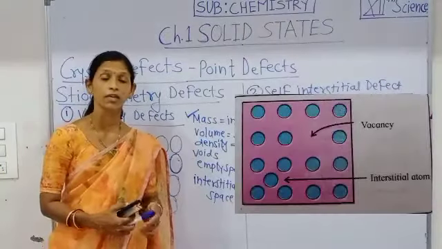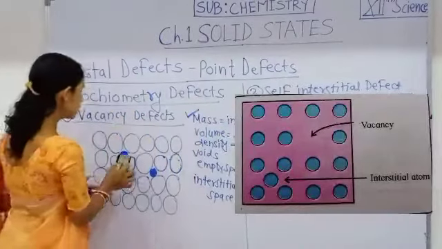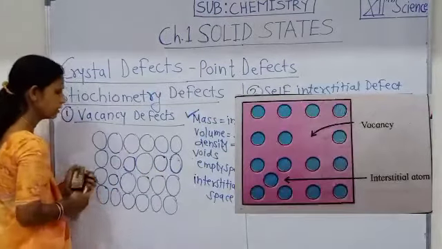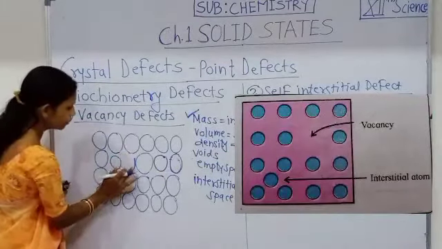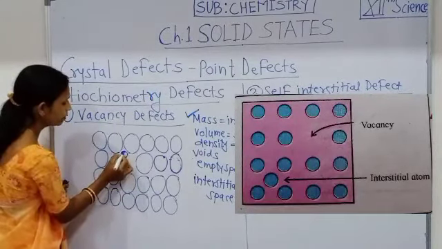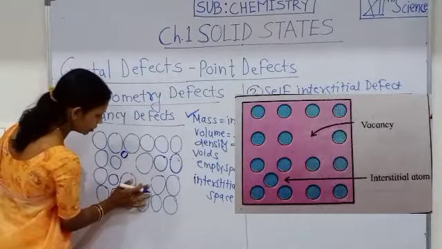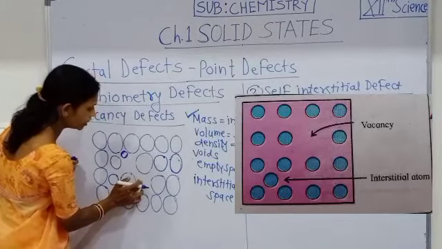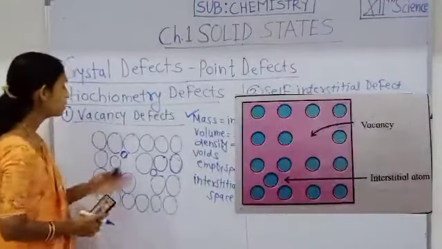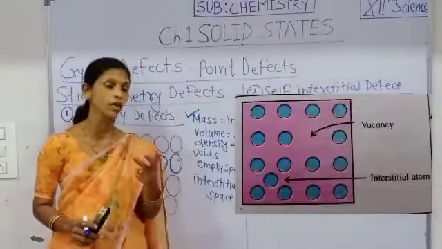Then, see here, in the second type of self-interstitial defect, the regular particles from the crystal lattice are shifted from their regular site and occupy the interstitial space. That is, those particles from their regular site get shifted to the interstitial space, and therefore the self-interstitial defect is created.